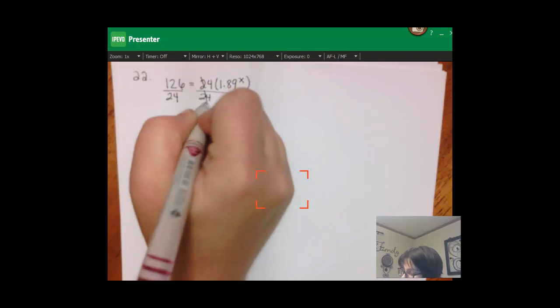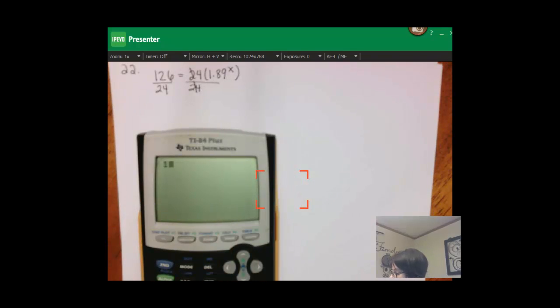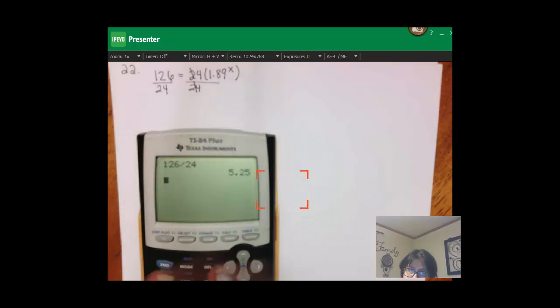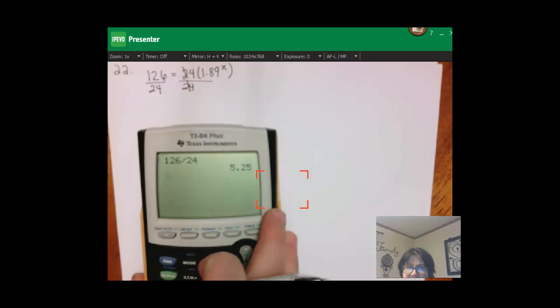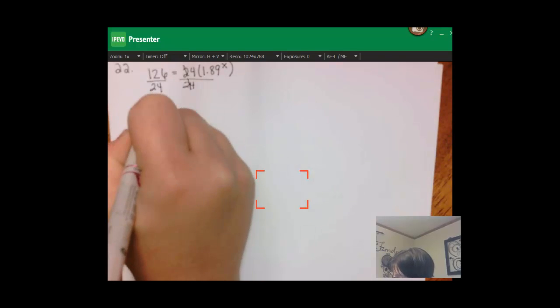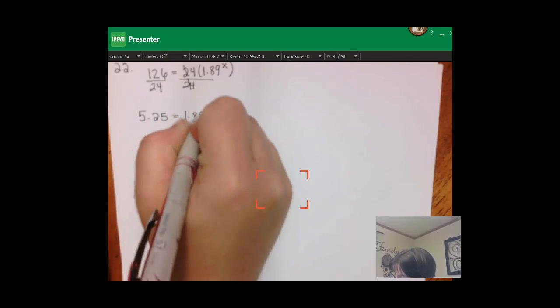All right. Now, depending, you might want to at this point do 126 divided by 24 in your calculator, and if that's a decent enough number, then go ahead and write that down. I usually leave it as 126 over 24, but some students had said that can be a little confusing. So 5.25 equals 1.89 to the x.